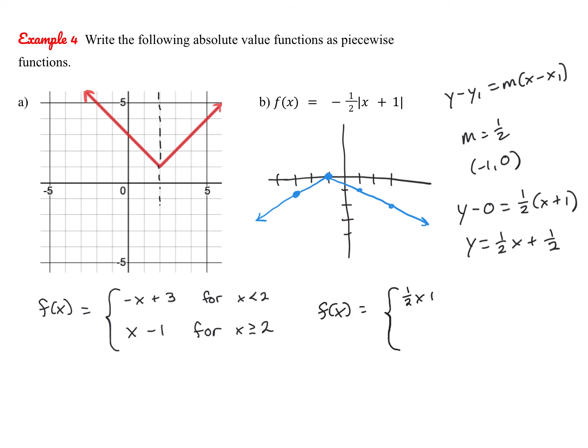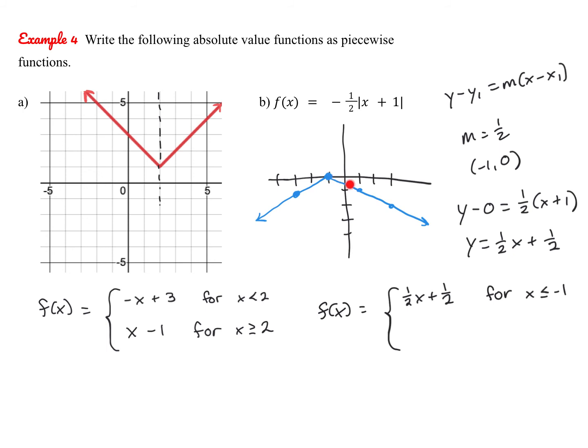This is the function for everything when x is less than or equal to -1. This time I'm going to include the vertex in this portion. Again, we can include it in either half, just not both. So pick one or the other.